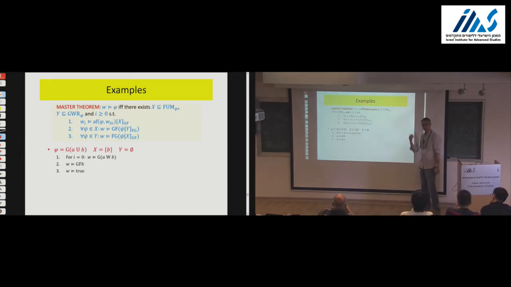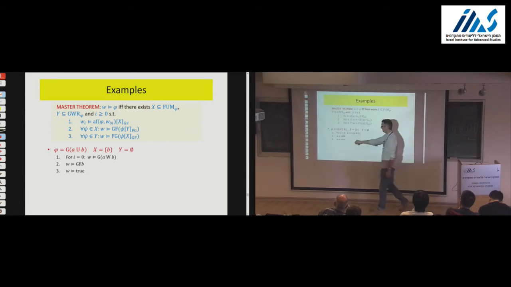And now we choose the mode in which, let's choose x equal to B and y equal to the empty set, right? So the idea is that we know that B holds infinitely often, and we don't know anything about y. So which is the condition that you have to check? You have to check that W satisfies GFB. You have nothing to check here, right?